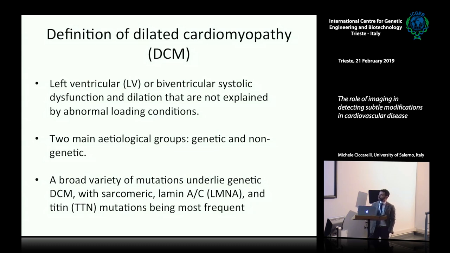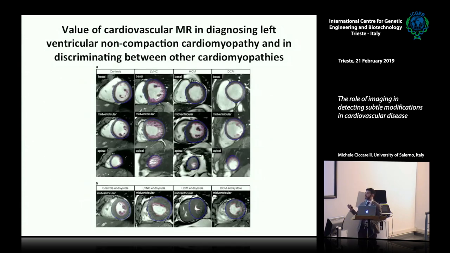We recognize two main etiological groups, genetic and non-genetic, and there is a broad variety of mutations underlying the genetic DCM, generally sarcomeric, laminin, and titin mutations being most of it. As I said, the biggest problem is generally to distinguish between the different etiologies. And in this case, we can employ different techniques to try to distinguish the cause of the DCM.